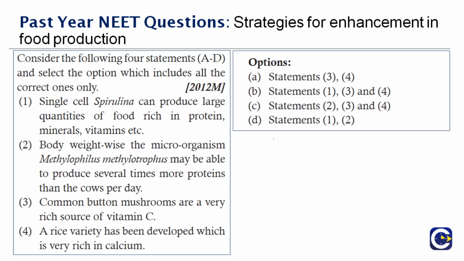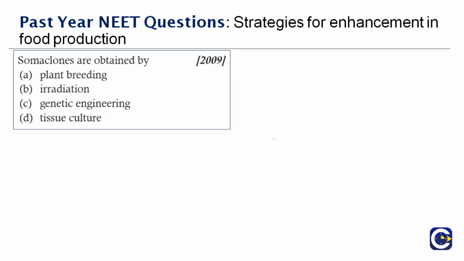Therefore, out of the 4 options, the first 2 statements are correct. Therefore, the answer is option D. Statements 1 and 2 are correct. Okay, next question here. Somoclonals are obtained by dash.